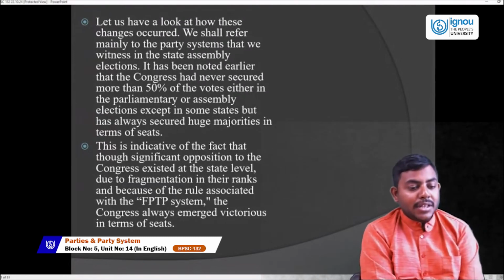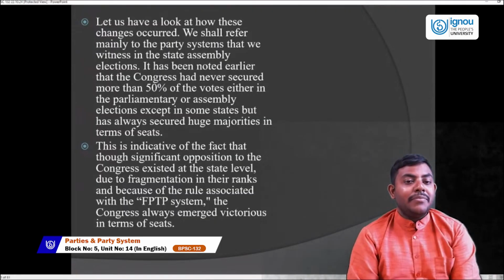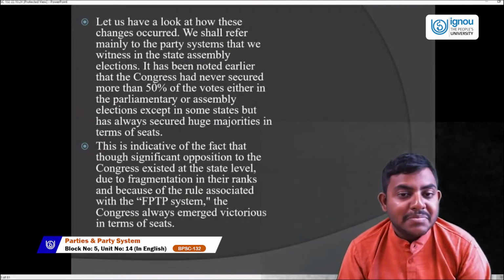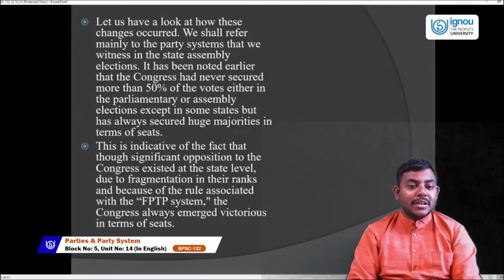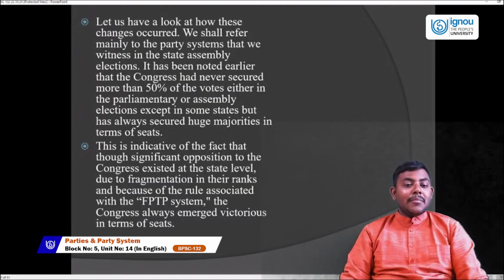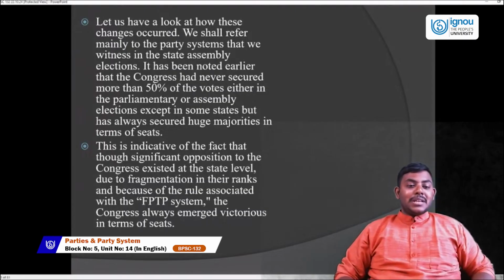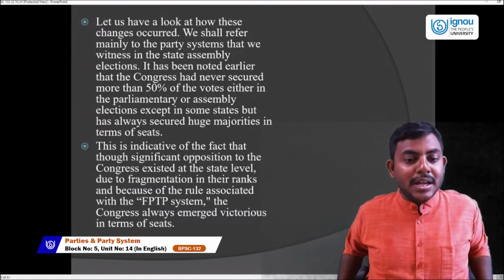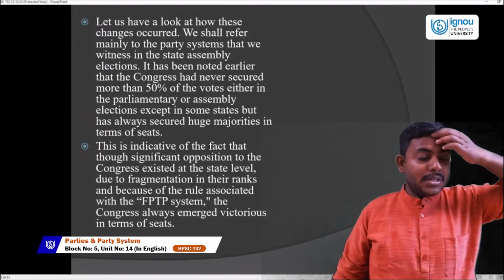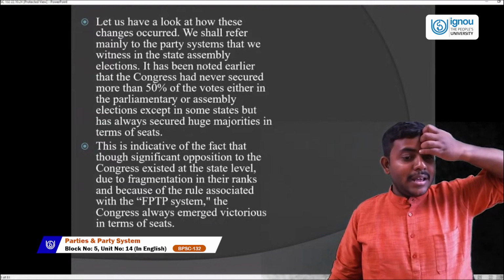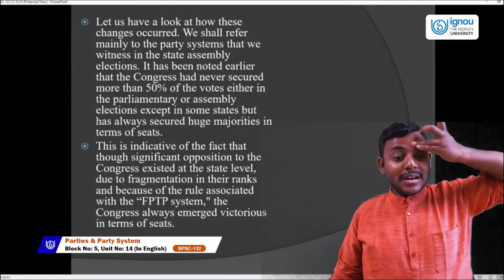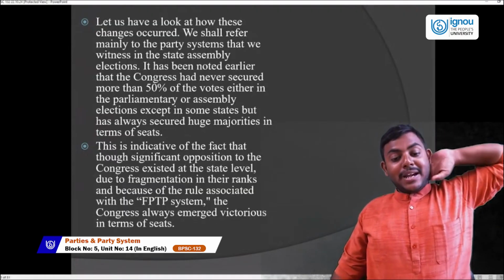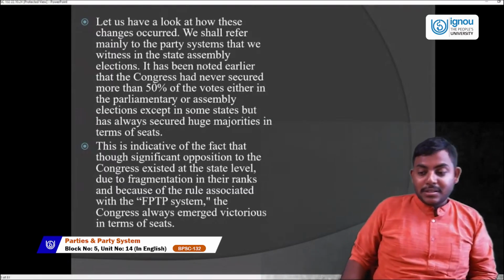Let us have a look at how these changes occurred. We shall refer mainly to the party systems that we witnessed in the state assembly elections. It has been noted earlier that Congress had never secured more than 50% of votes either in parliamentary or assembly elections except in some states, but has always secured huge majorities in terms of seats. This is indicative of the fact that though significant opposition to the Congress existed at the state level, due to the fragmentation in their ranks and because of the rule associated with the first past the post system, the Congress party always emerged victorious in terms of seats.